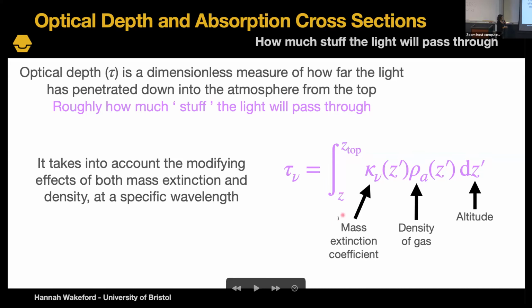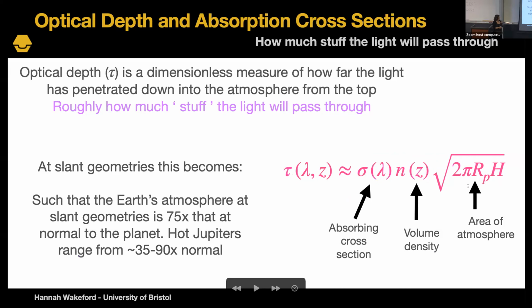So you can see in this equation here, we've got our optical depth and we're integrating it over our atmosphere. We've got our mass extinction coefficient, we've got the density, and we've got that change in altitude that we're looking at. In our slant geometries, this becomes really dependent on our absorbing cross sections and the volume density of our atmosphere. And again, we can see this factor coming in here of the area of the atmosphere that we're measuring. So the optical depth itself, dependent again on our wavelength and our altitude, can be measured from what we're getting in our transmission spectra.